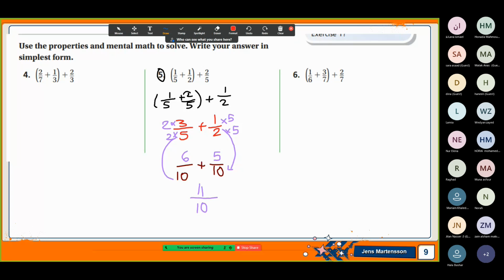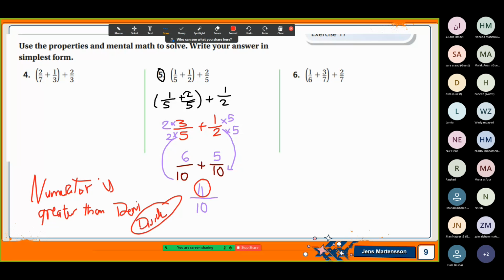Do you know why, Lana? No, I don't. Because the 11 numerator is greater than the denominator. In this case, we have to divide. So if the numerator is greater than the denominator, we have to divide. Let's divide 11 by what? 11 by 10. Bravo. 1 times 10 is 10, and the remainder is 1.